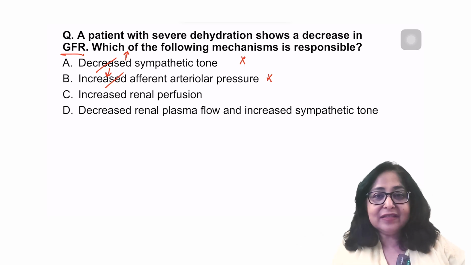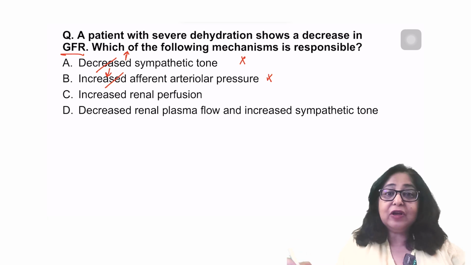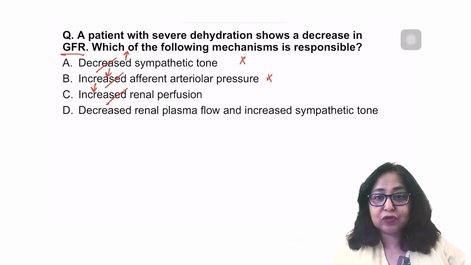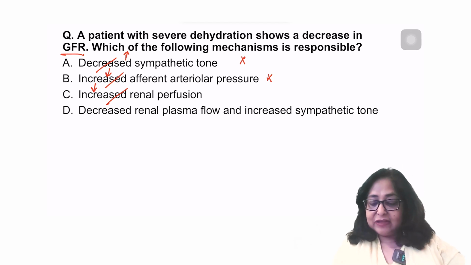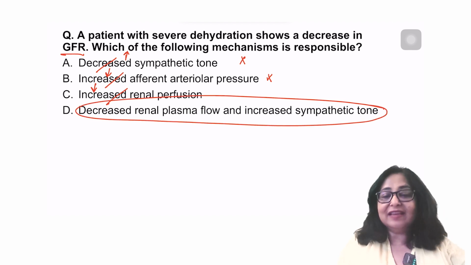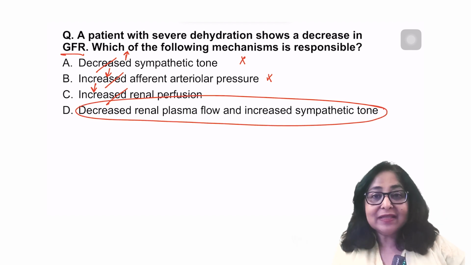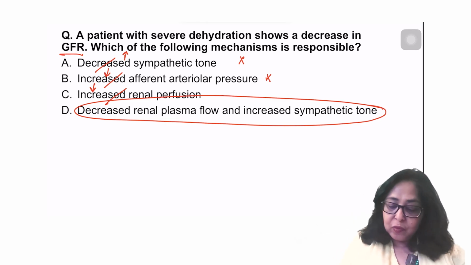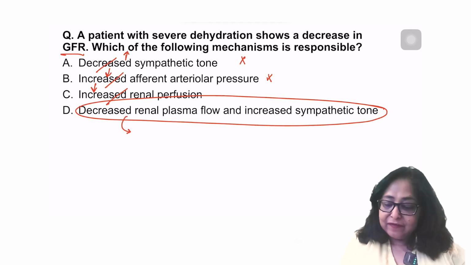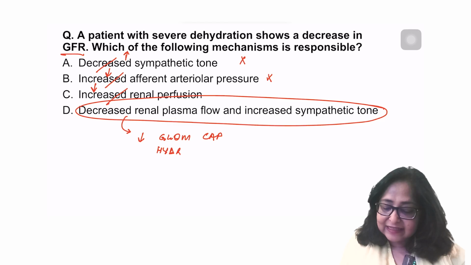Will there be an increased renal perfusion? In fact, quite the opposite. It is going to be a decreased renal perfusion. So a decreased renal plasma flow and an increased sympathetic tone, this is going to be the answer. And because there is a decreased renal plasma flow and an increased sympathetic tone, this in fact causes a decrease in the glomerular capillary hydrostatic pressure.